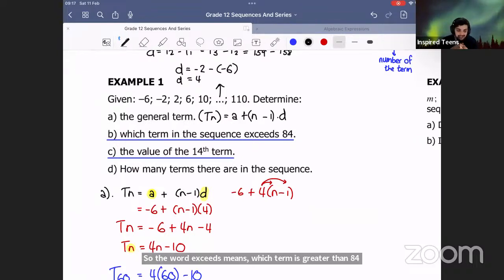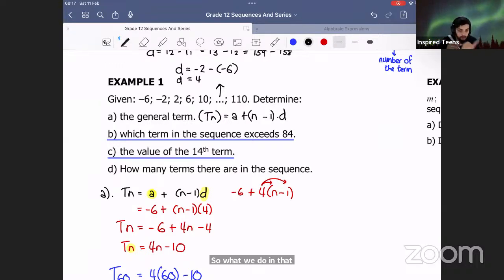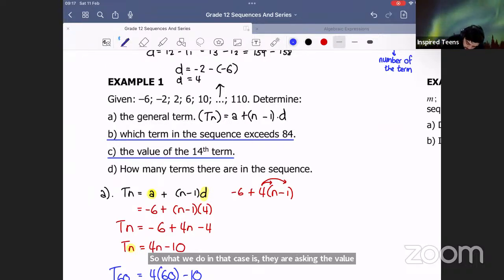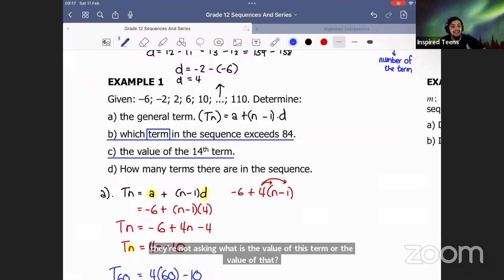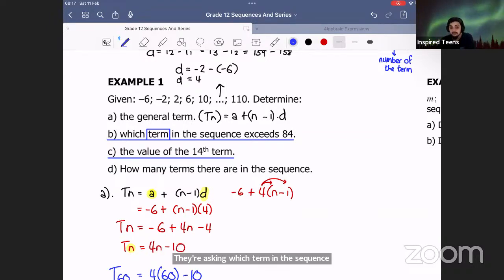So what we do in that case is they are asking the value for n, because they are saying which term in the sequence exceeds 84. So they're not asking what is the value of this term or the value of that term. They're asking which term in the sequence exceeds 84. So which term in the sequence is actually bigger than 84?